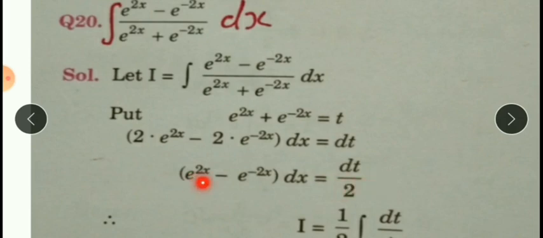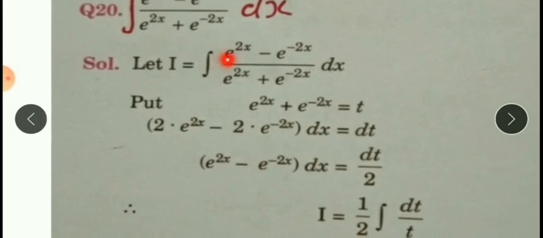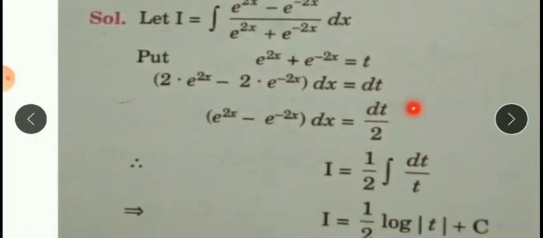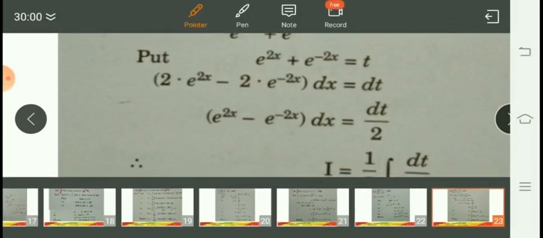See this part, e raised to 2x minus e raised to minus 2x. This is written as numerator of the question. See, this is numerator. That is our integration after substitution. I is equal to 1 upon 2 integration. Numerator is dt and denominator is t.